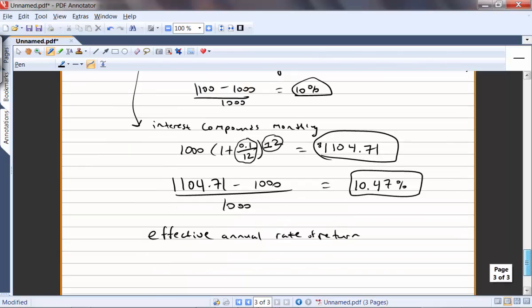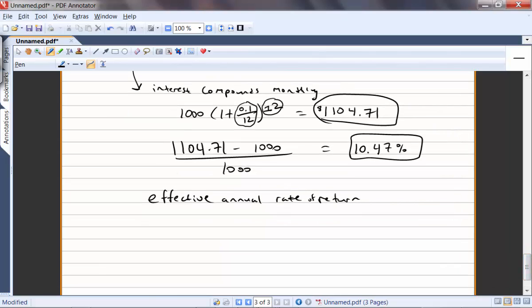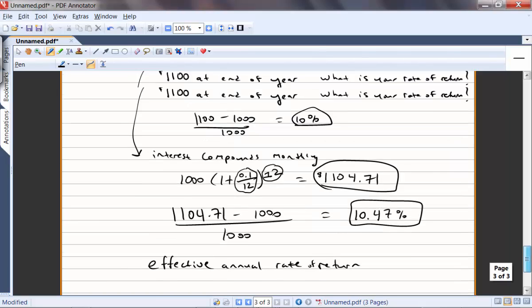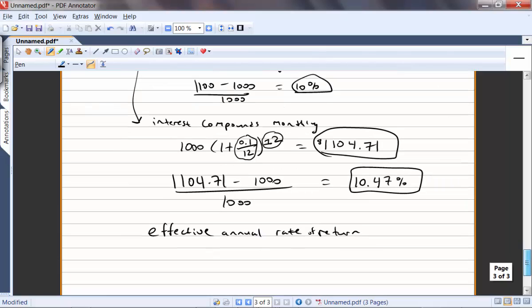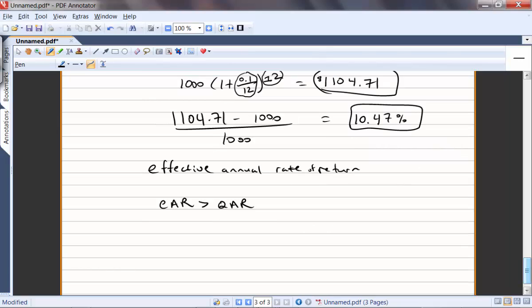That's the effective annual interest rate, or the effective annual rate of return. When interest compounds annually, the quoted interest rate and the effective interest rate are always the same. But when interest compounds something more often than annually, then the effective annual rate of return is always going to be bigger than the quoted annual rate of return. When interest compounds less frequently than annually, so maybe interest compounds once every 2 years, then it will always be the case that the effective annual rate of return is less than the quoted annual rate of return.